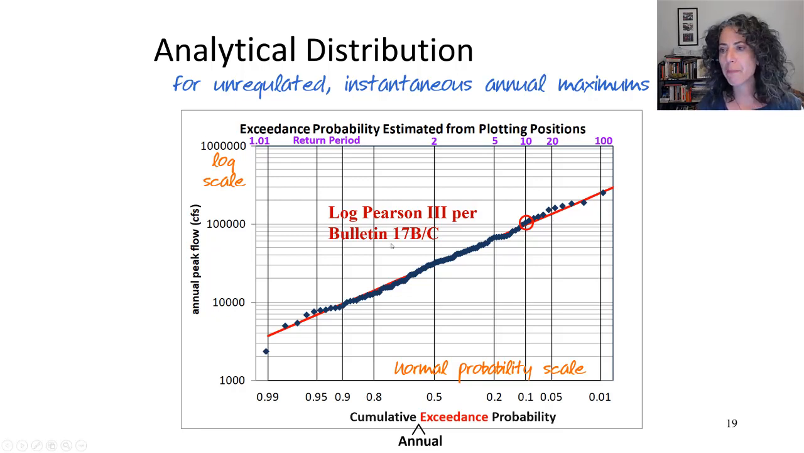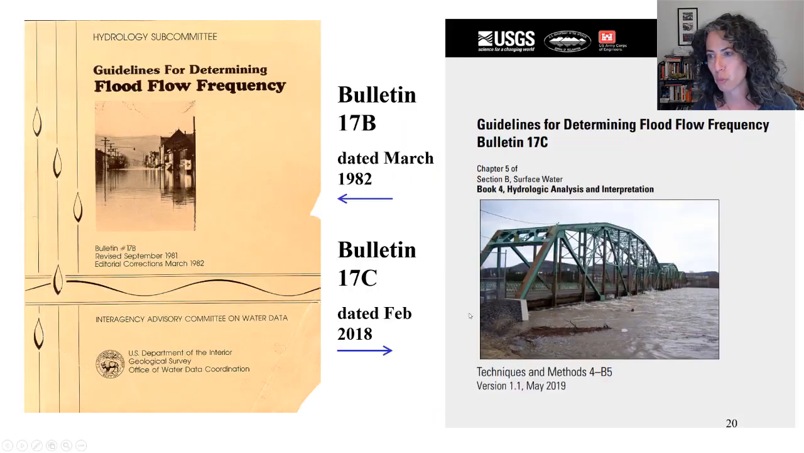I'm going to talk briefly about Bulletin 17B and C, which is our federal guidance that suggests that we use the log Pearson type 3 distribution. We're going to have a lecture later tomorrow, which has much more information about Bulletin 17B and C. I will just say a few things about it here because you're going to see it in workshop number 2.